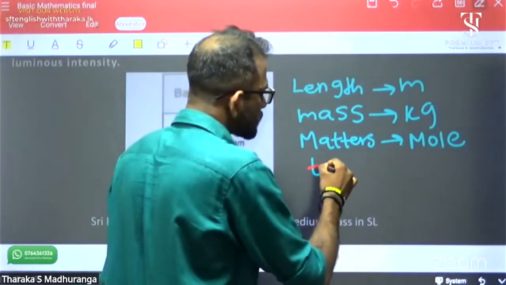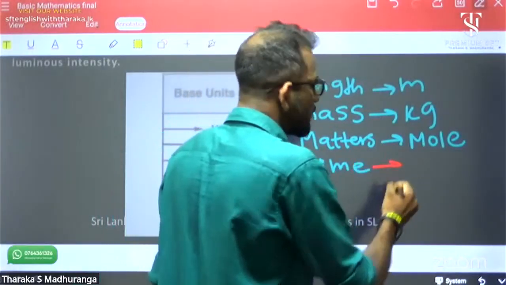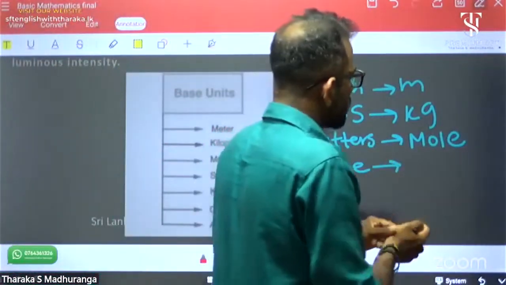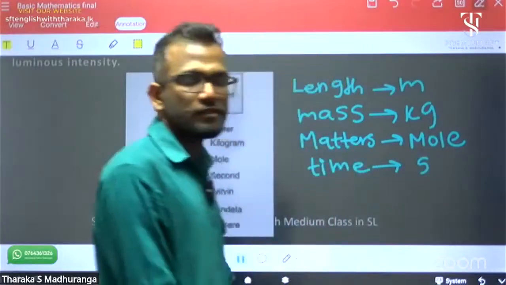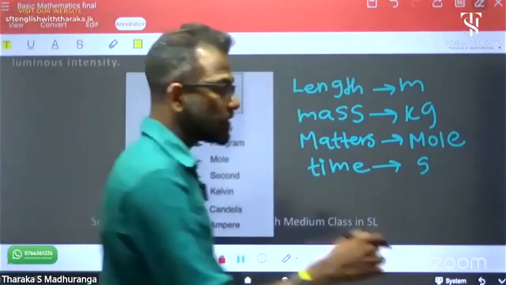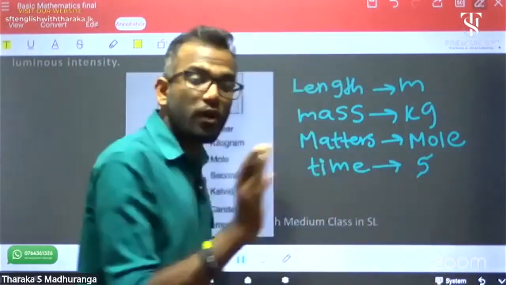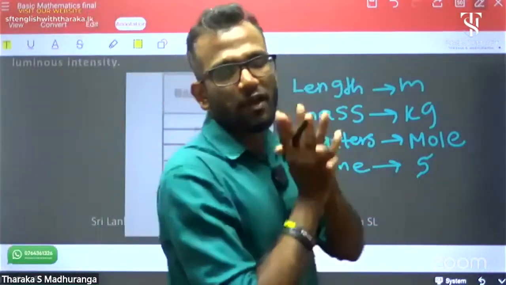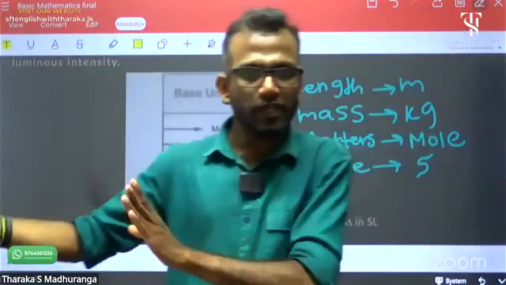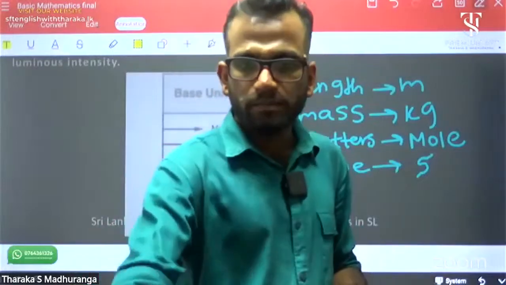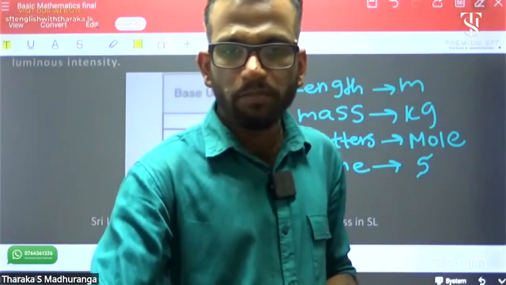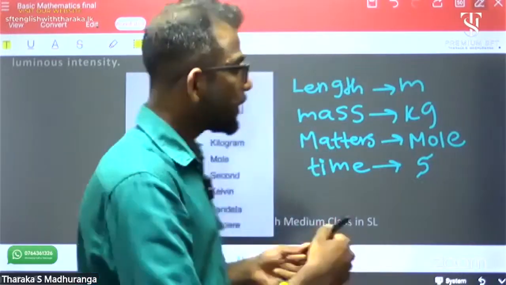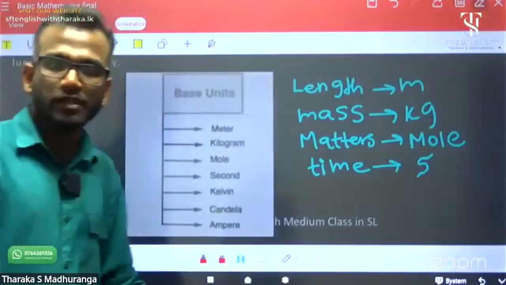Okay, the time period is a base quantity that we can measure in seconds. The second is the standard unit. Remember, the second is the standard unit, not minutes or hours. We can use minutes, hours, days, months, years to measure time, but the standard unit is the second.